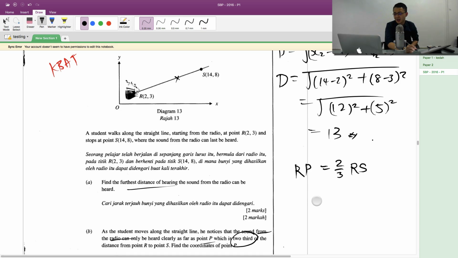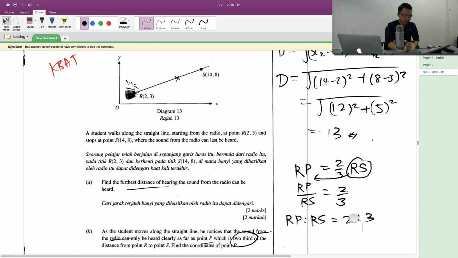After I am able to read the question like this, I will make it into a ratio because I know this is the ratio formula. So RP over RS equals 2/3. I move my RS to the other side, so I just divide. After I form a fraction, I know this is the ratio, 2/3.